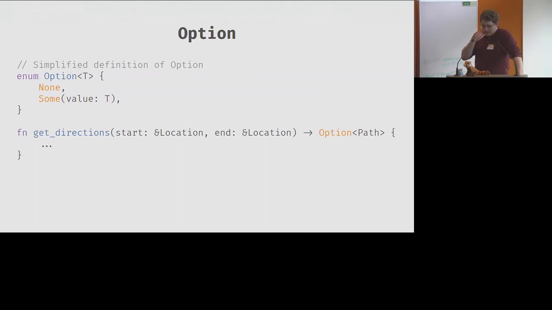So here we have a method that says, I'm going to get you directions. I want a reference to a start location and a reference to an end location. And I will give you maybe a path. I might fail. There might not be any path between these two. So I might say None.